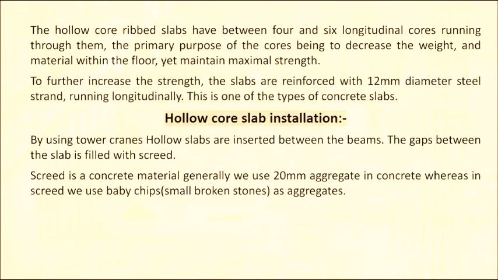Hollow core slab installation. By using tower cranes, hollow slabs are inserted between the beams. The gaps between the slabs are filled with screed. Screed is a concrete material. Generally we use 20 mm aggregate in concrete, whereas in screed we use baby chips, small broken stones, as aggregates.